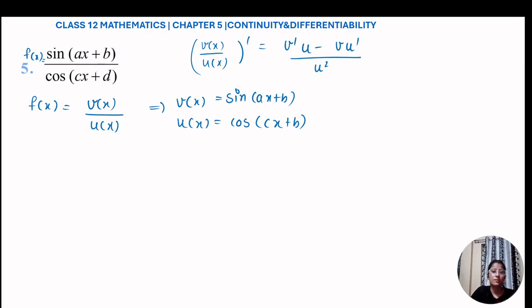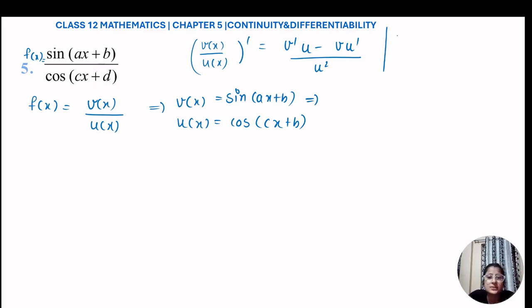Now we find its differentiation. What we have to put in this formula? Just put the values. For that we need only find our v dash and u dash. I am writing v dash and u dash directly because it's the same as we did in the previous one. We just have to apply the chain rule. I can explain this part in short, but I am sure that you know this thing by now.